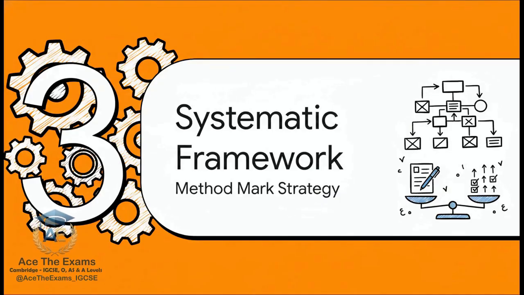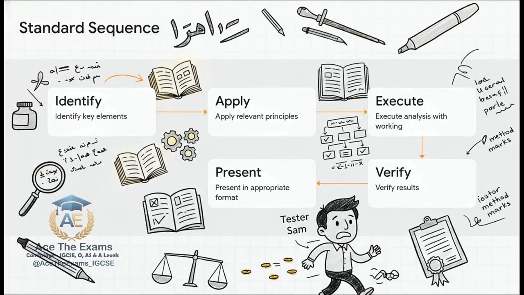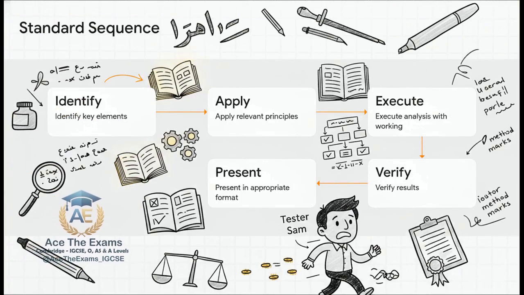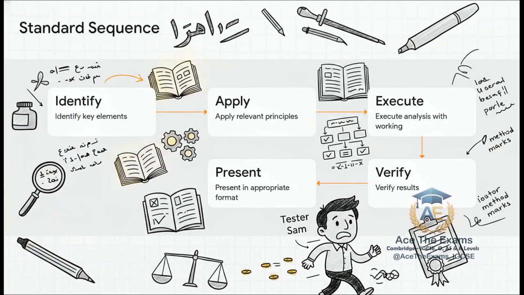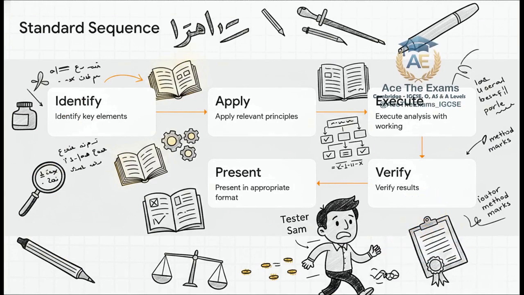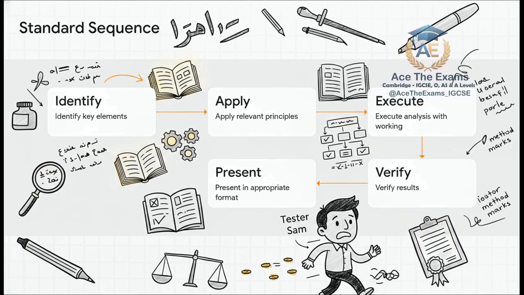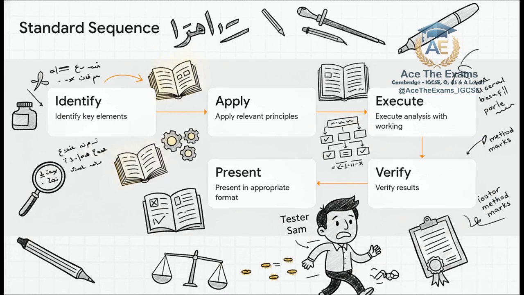Which brings us to Section 3, the Systematic Processing Framework, deploying the method mark strategy. We are completely replacing that dangerous myth of fast writing with methodical processing, just so we can see how examiners actually award points. I really want to walk you through this standardized sequence, which we call the method mark strategy. Examiners award marks for the visible process of your deconstruction, not just whatever final answer you happen to land on.